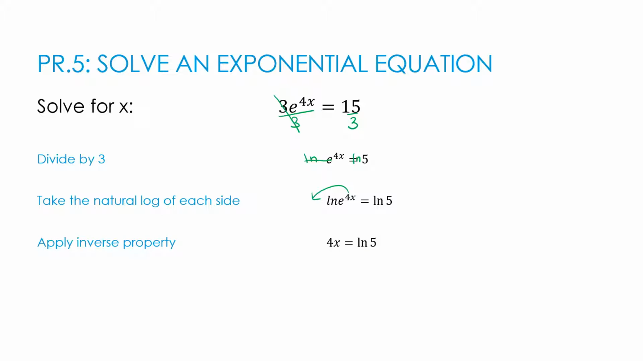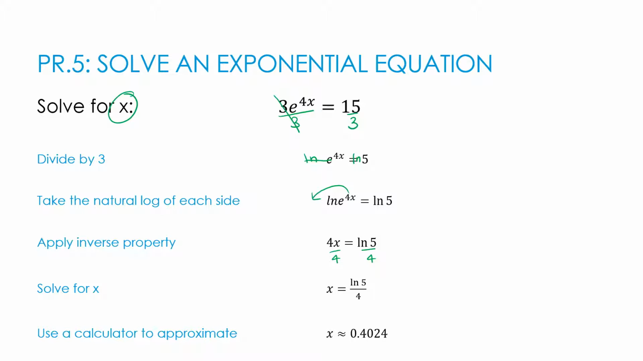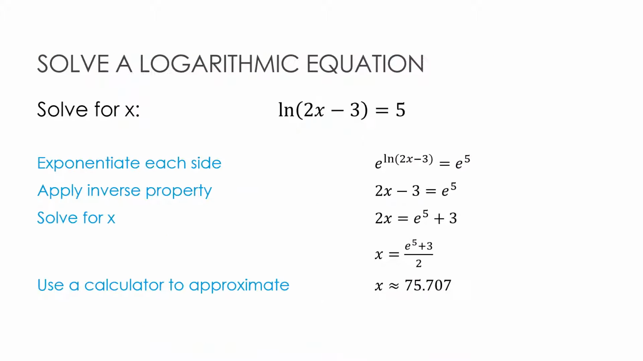So what I have now is 4x equals natural log of 5. Obviously I'm solving for x, so I'm trying to get rid of the 4, which gives me my precise solution, natural log of 5 over 4. If they then ask me for an approximate solution, I just get my calculator out. So here are my two solutions.